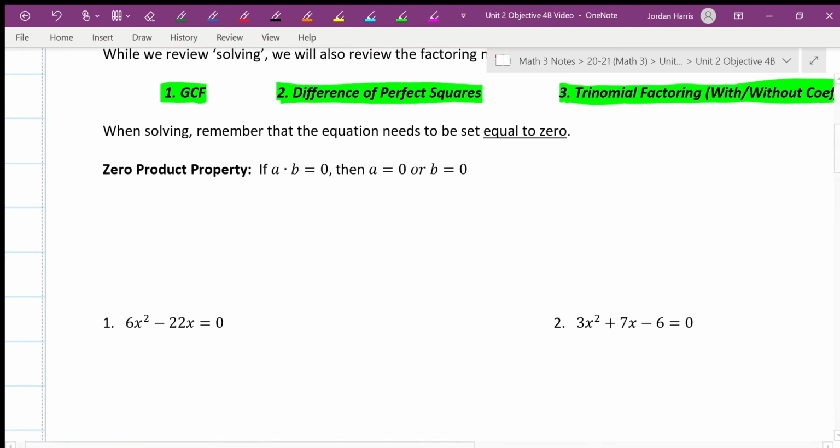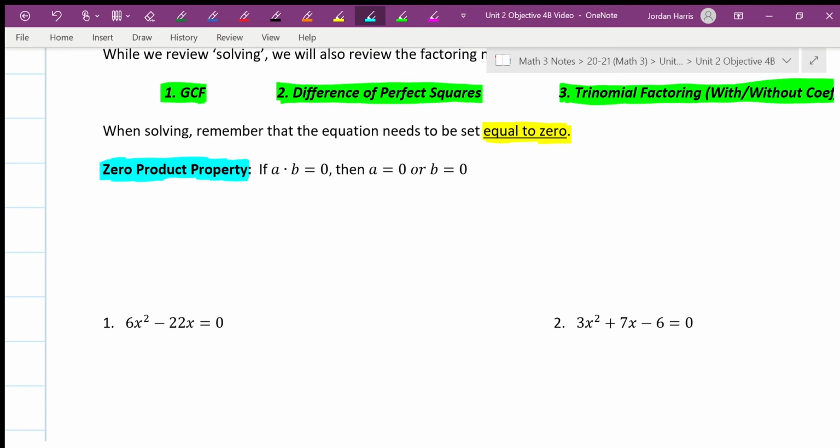So when solving, remember that the equation needs to be set equal to 0. Always has to be equal to 0. Step 1, always make sure it equals 0. If it's not equal to 0, you cannot use the solving method, which is the zero product property. This is a key property. You've done this a lot throughout math, and maybe you've never learned why.